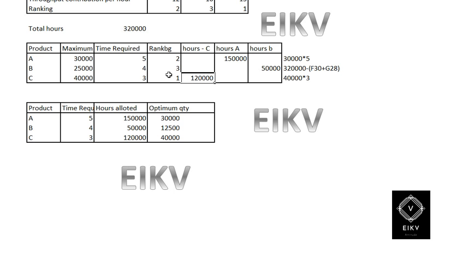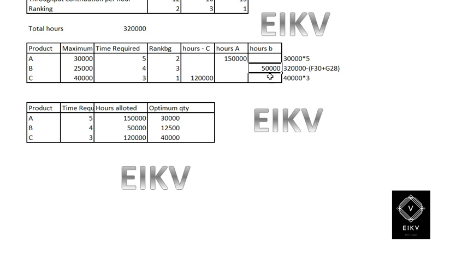Then we check the second rank. What is the second rank? The second rank goes to product A. The maximum we can produce is 30,000 units, so for the hours we multiply maximum units by time required, which gives 1,50,000 hours. The remaining hours go to the manufacturing of product B, which is 50,000 hours.